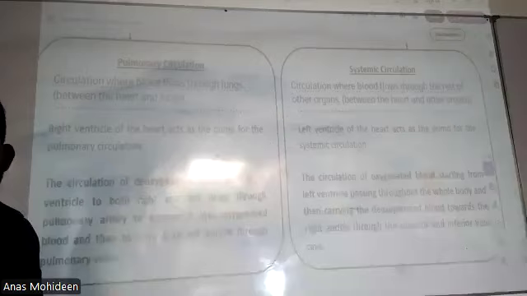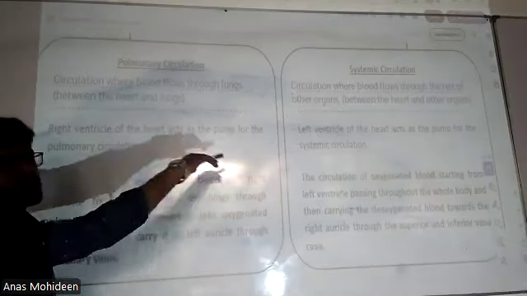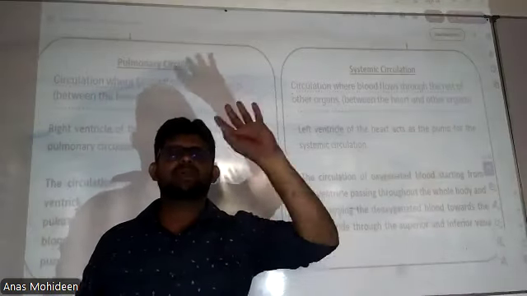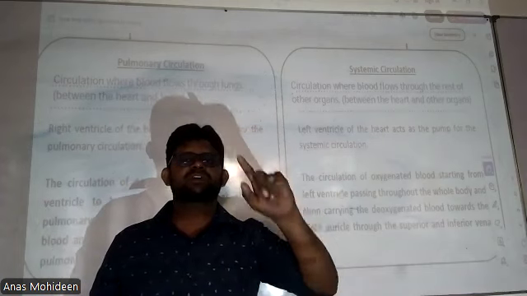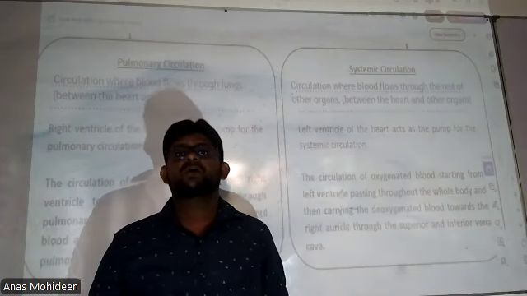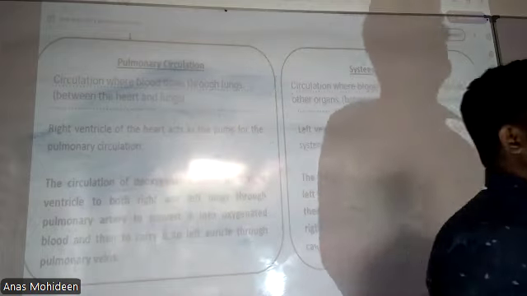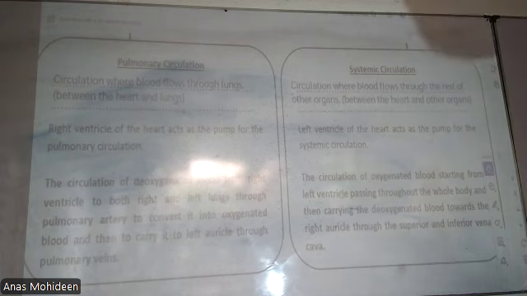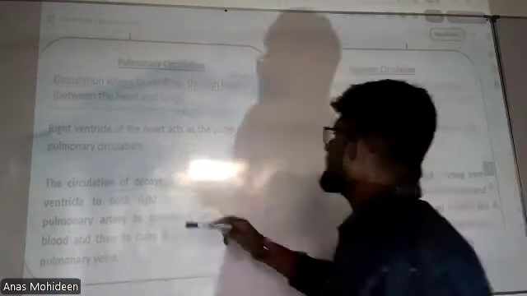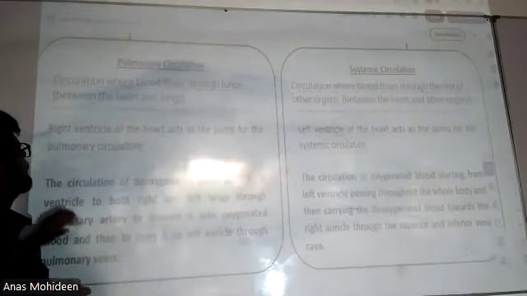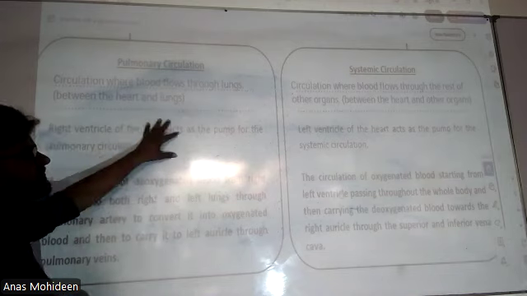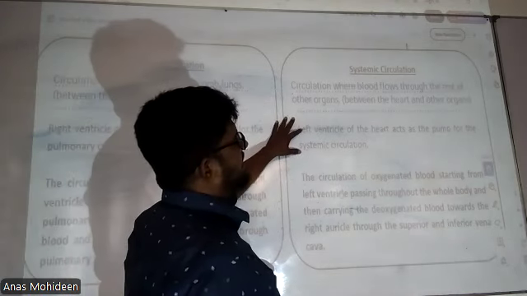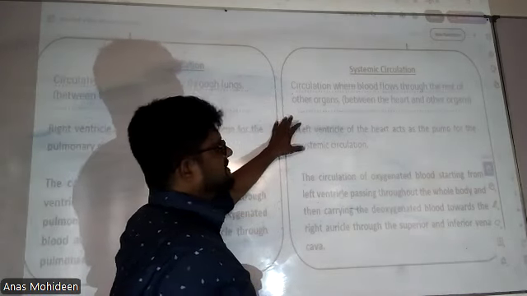Right. Now listen, look here. Who is the blood pump for the systemic circulation? The left ventricle, right? Who is the blood pump for the pulmonary circulation? Right ventricle. So accordingly, the right ventricle of the heart acts as the pump for pulmonary circulation. Underline the left ventricle of the heart acts as the blood pump for systemic circulation.